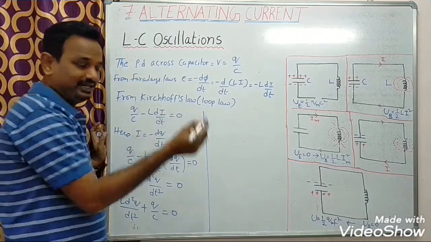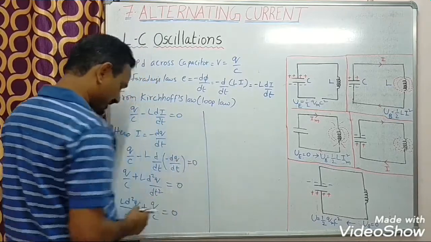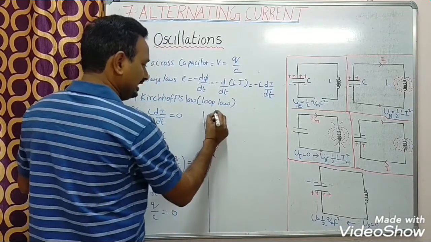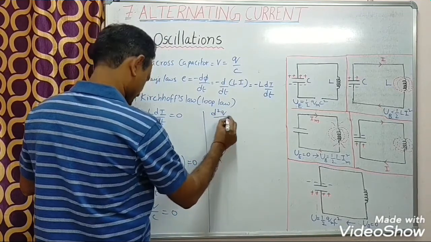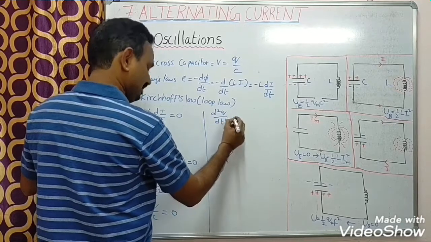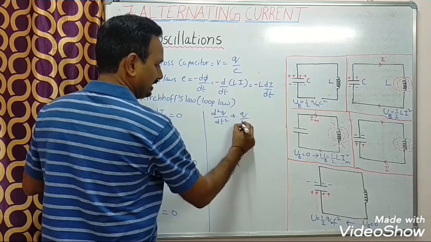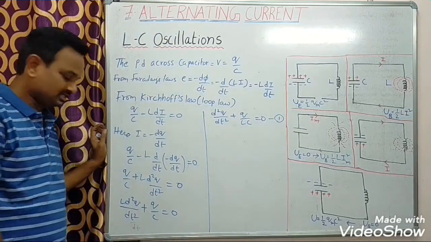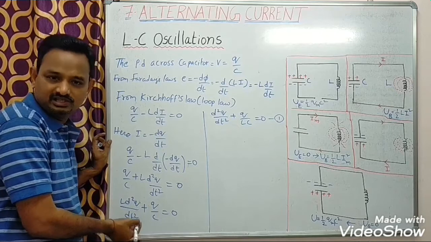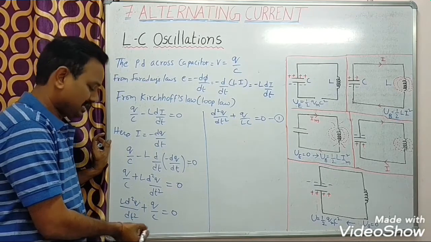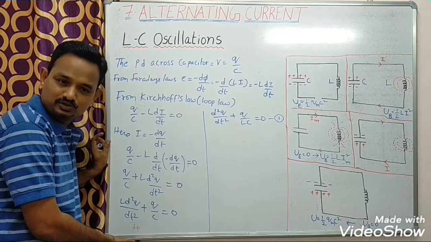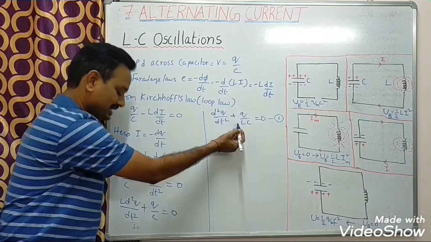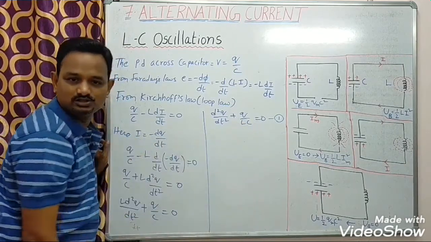Then, if I divide by L on both sides, I will get d square Q by dt square plus Q by LC is equal to 0. This is equation 1. Look at here, students, I divided this equation by L on both sides, and I got d square Q by dt square plus Q by LC is equal to 0.